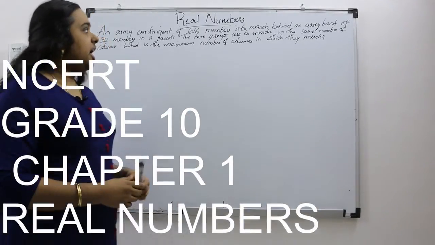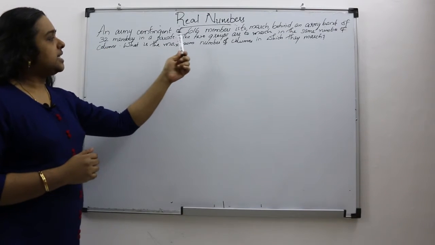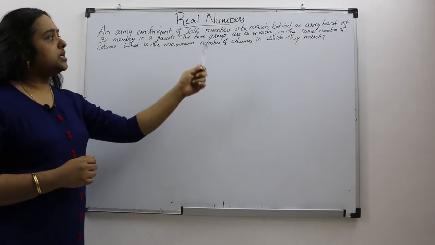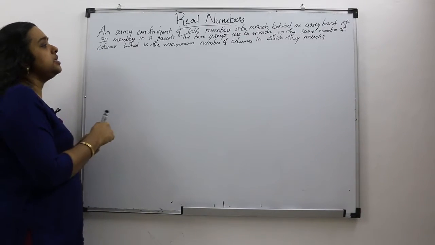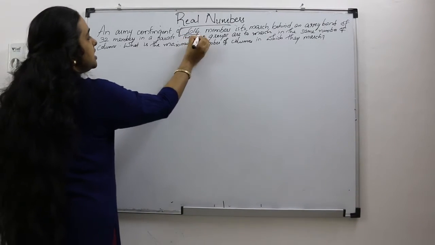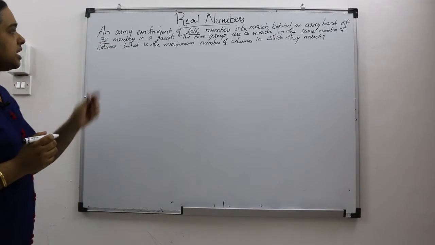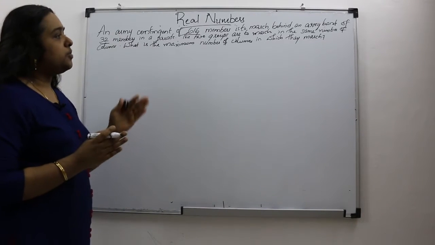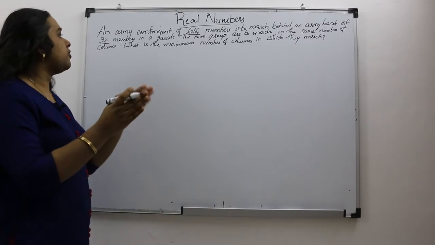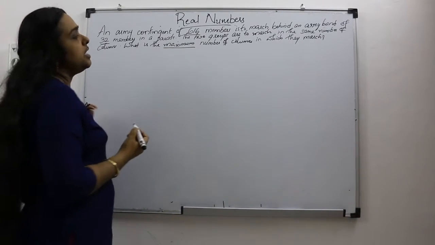Welcome back. We are going to our next problem. An army contingent of 616 members is to march behind an army band of 32 members in a parade. The two groups are to march in the same number of columns. What is the maximum number of columns in which they can march?